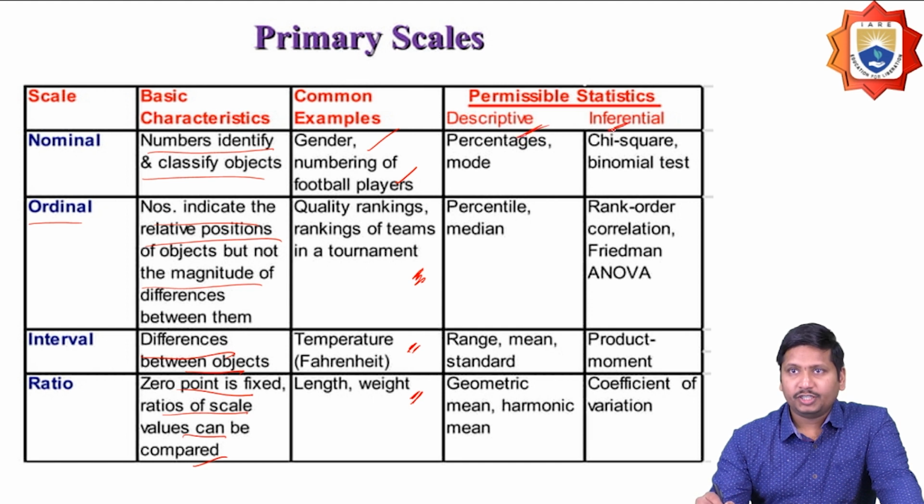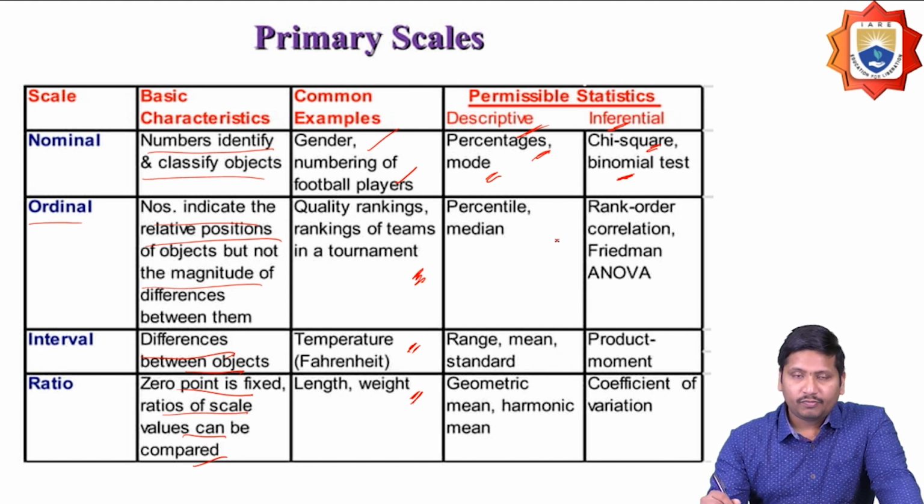Some of the permissible statistics are of two types: descriptive and inferential. For nominal, the descriptive statistics are percentages and modes, and for inferential, the nominal is chi-square and the binomial test. These are some of the statistics we are able to perform on a particular scale of the variable.